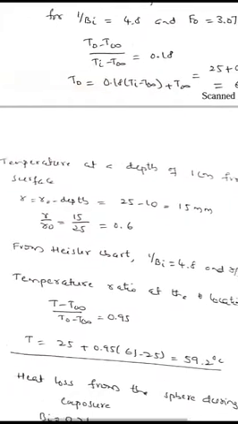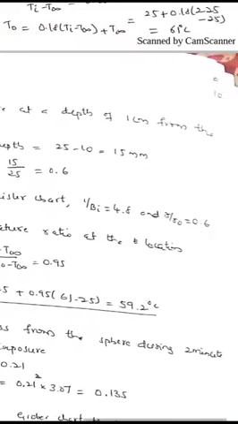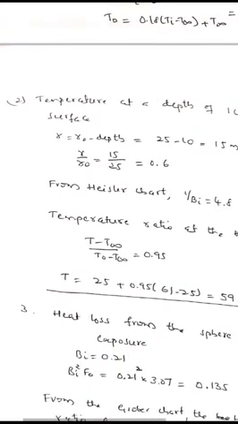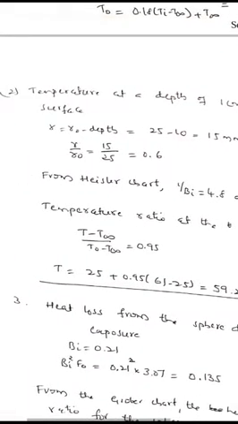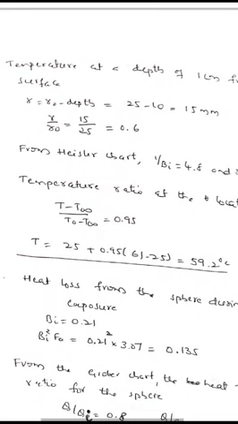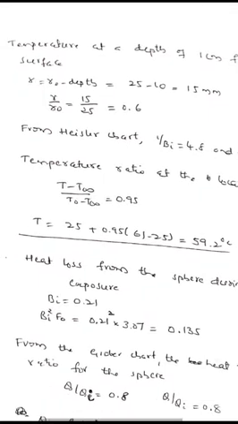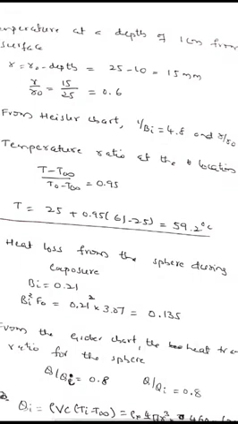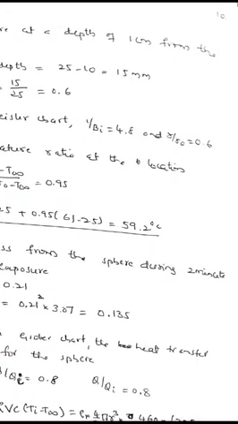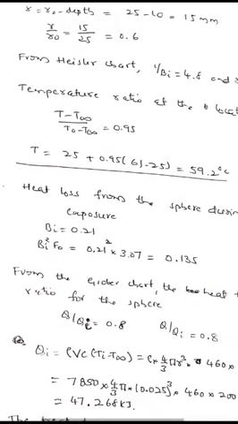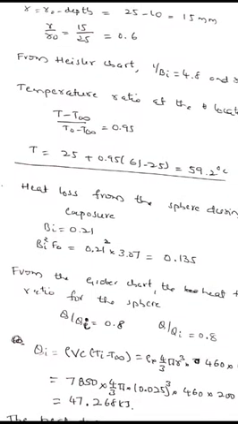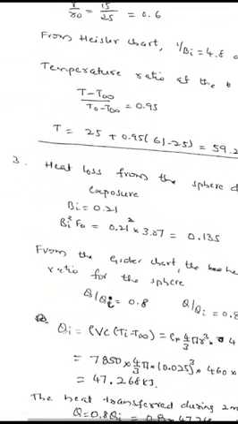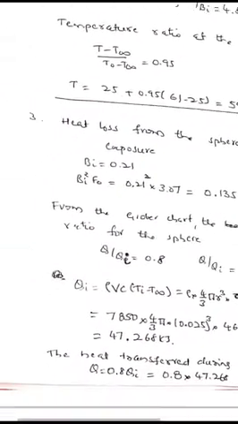Then the temperature at a depth of 1 centimeter from the surface means r equal to R0 minus depth. So it is 25 minus 10, that is 15 mm. r by R0 is equal to 15 by 25, which is 0.6. Referring to the Heisler charts, 1 by Bi equal to 4.8 and r by R0 equal to 0.6. The temperature ratio, T minus T infinity by T0 minus T infinity, equal to 0.95. We are getting the temperature at the required location as 59.2 degrees centigrade.